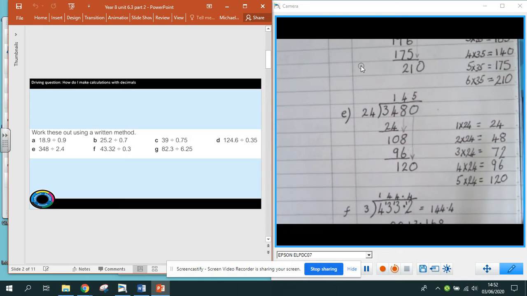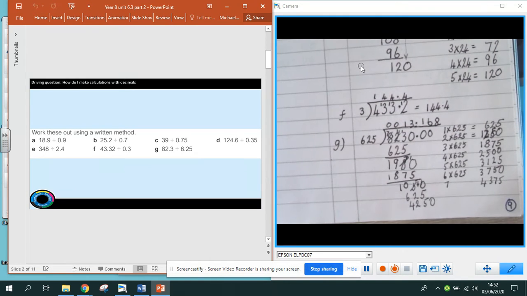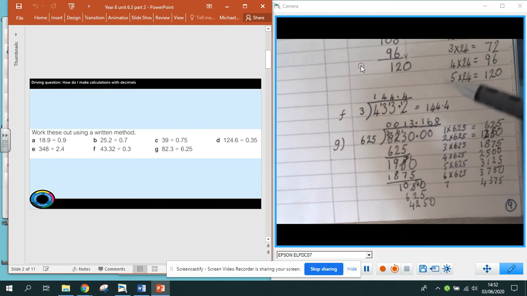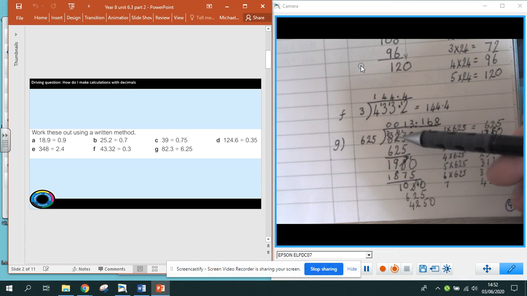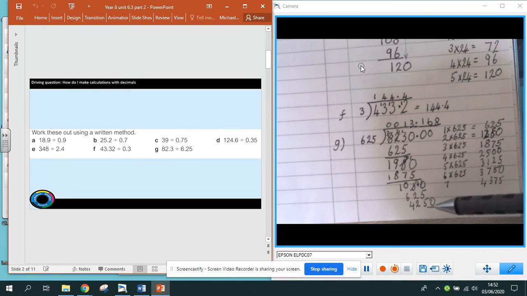And lastly, the Magnum. Now I can imagine that a few people didn't get very far with this one. But yes, the first thing that you had to do was to establish that the numbers that you needed to divide was going to be 8,230 divided by 625.